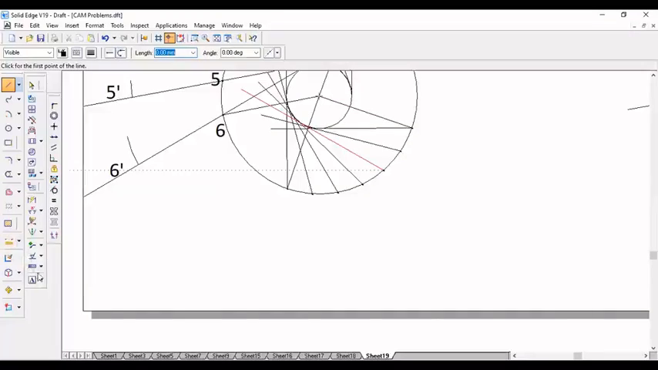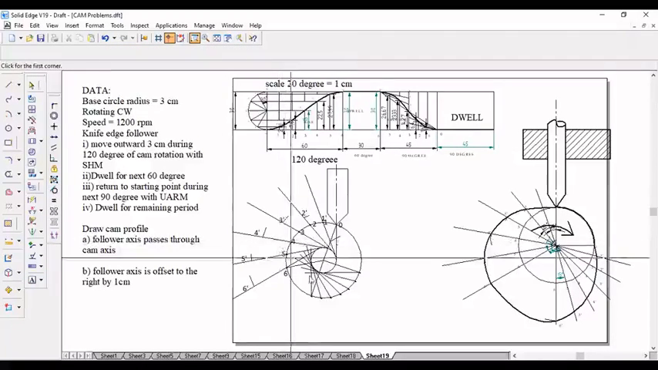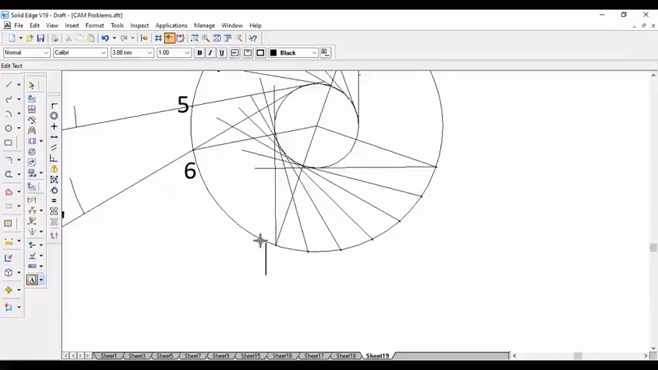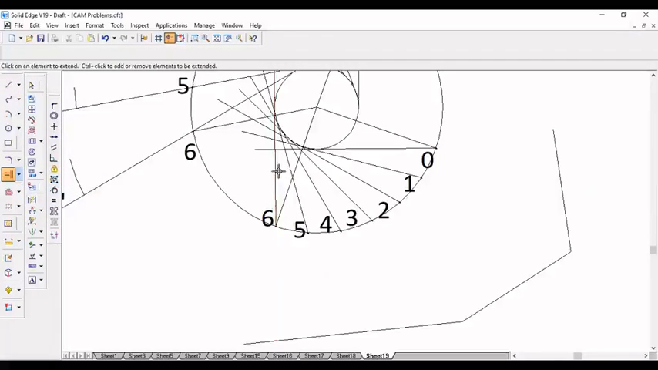Before that, I'll just mention the points. So this point is 6, right? The initial point we have mentioned as 6, 6, 5, 4, 3, 2. So similarly, even these points I'll mention this way. I just mentioned the numbers. Now what I must do, I must extend the lines. The tangent lines I must extend, not this line. Okay, this is just an angle line. These are the tangent lines you have drawn. Okay, these lines must be extended.